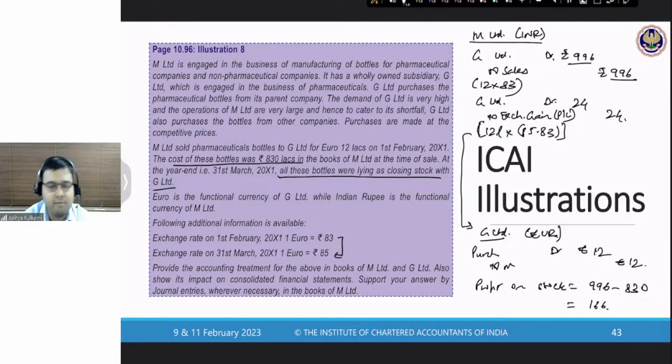Is this an upstream or a downstream transaction? M is selling to G. So M is the parent, G is the subsidiary. So this is a downstream transaction, so nothing will be shared with the NCI. So the entry will be consolidated P&L account debit to inventory for the entire amount of 166. Okay, fair enough. So that takes care of this part. Yes, all clear?